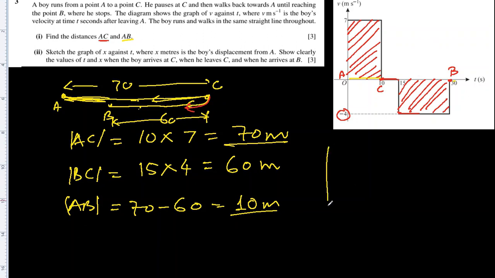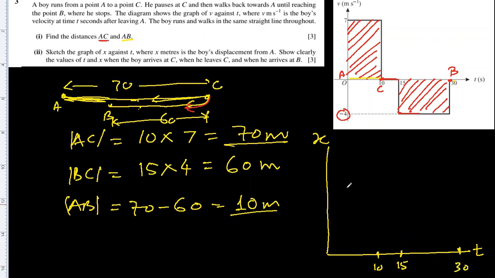Okay, so let's draw it here against time. Show clearly the values of t and x when the boy arrives at C, when he leaves C, and when he arrives at B. So I have already interpreted that in the first part. So first I will write 10 seconds, then 5 seconds more, 15 seconds, then we have 30 seconds.